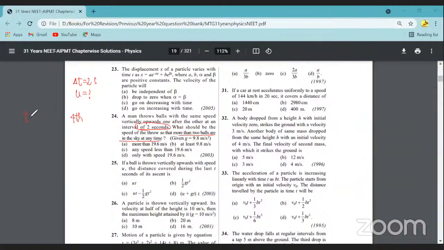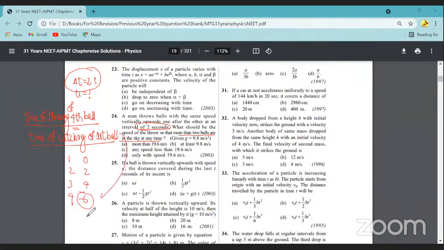So time of throwing of 4th ball equal to time of catching of first ball. है ना? तो 4th बॉल को कब फेंकेगा? पहला बॉल 0 सेकेंड, दूसरा बॉल 2 सेकेंड, तीसरा बॉल 4 सेकेंड, delta t is 2 seconds ना. 4th बॉल 6 सेकेंड. तो फर्स्ट बॉल का जो टाइम ऑफ फ्लाइट है वो 6 सेकेंड है.